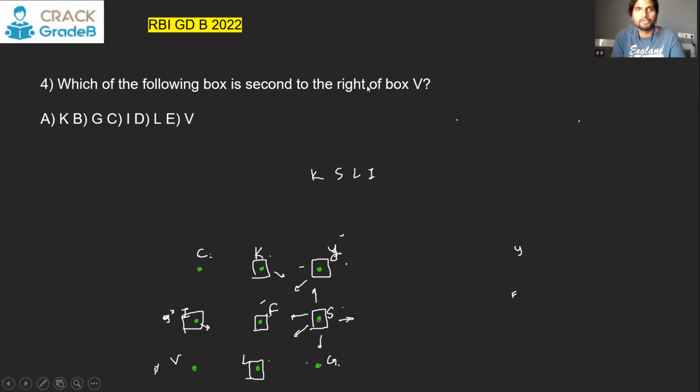And lastly, which of the following boxes is second to the right of V? So V is here, first to the right, second to the right. The answer is going to be G, option number B.